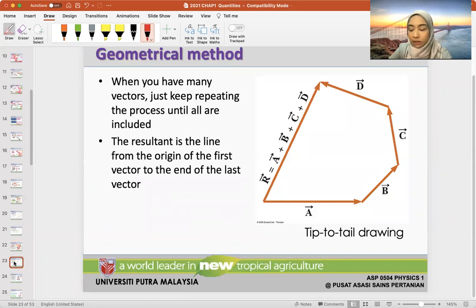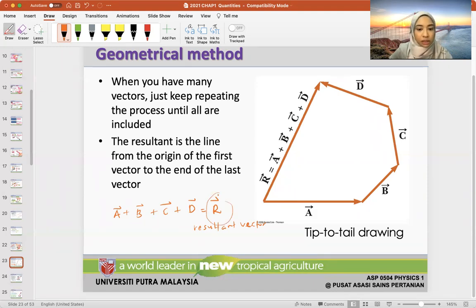Okay, so what if you have a lot of vectors to add? Use the same technique. First we write the equation. So A vector plus B vector plus C vector plus D vector is equal to the resultant vector. What is resultant? Resultant macam result dia lah, result of the addition. We typically write it as capital R.